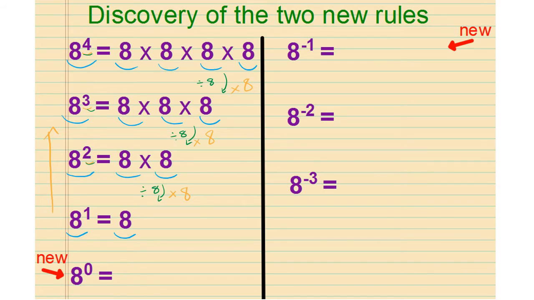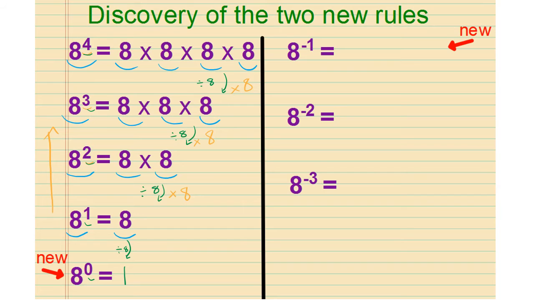If we were to divide by 8 one more time, then 8 divided by 8 is going to be 1, where our exponent is going to decrease from 1 to 0. So 8 to the 0th power is equal to 1. From that, we can say any number to the 0th power is equal to 1. If we were to continue this pattern, that brings us to a new section here.